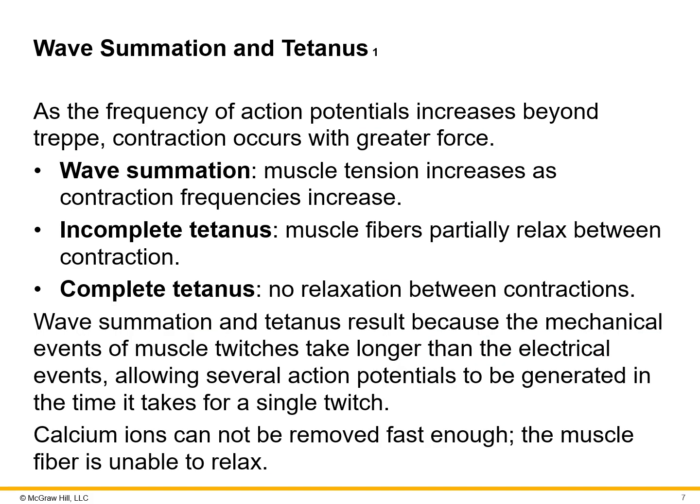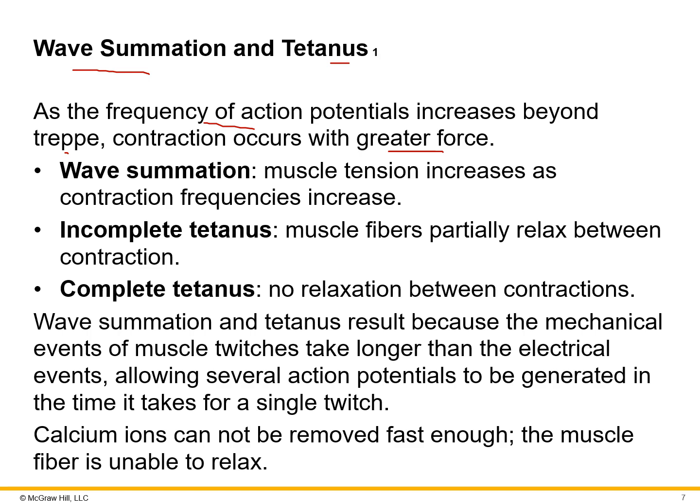It's called wave summation and tetanus. So tetanus, we think about like our tetanus shot. Well, it's because of this muscle contraction that we get. As the frequency of those action potentials increases beyond that treppe, then the contractions, again, occur with greater force. So we have all of that calcium buildup in there, staying there, resulting in more cross bridges.